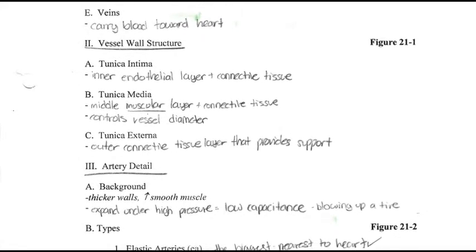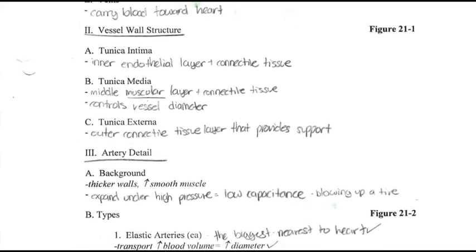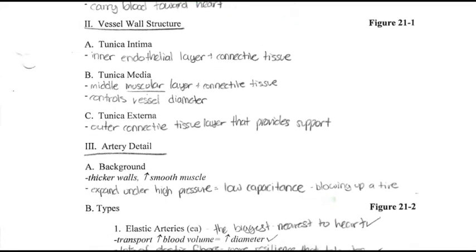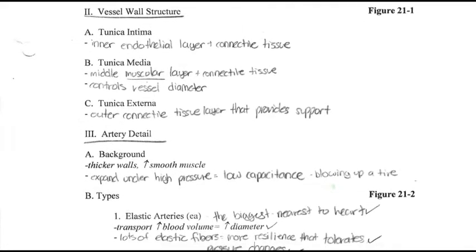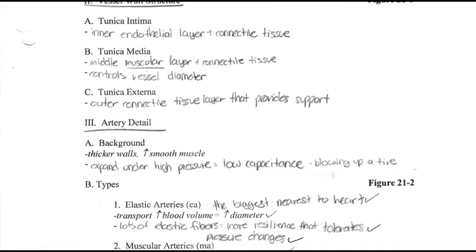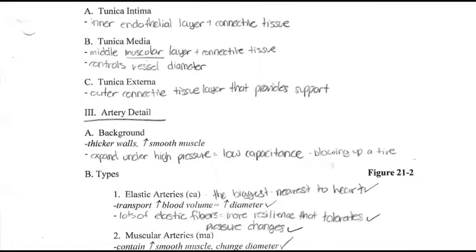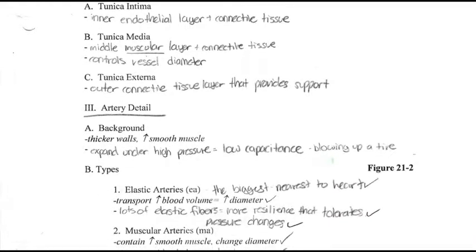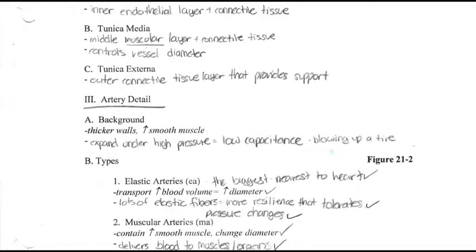Types of arteries. Elastic arteries. These are the biggest and the nearest to the heart. An increase in the transport of blood volume leads to an increase in the diameter. There are lots of elastic fibers in elastic arteries, and this makes it more resilient so that it tolerates pressure changes.